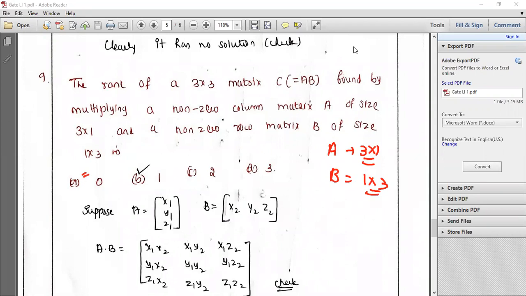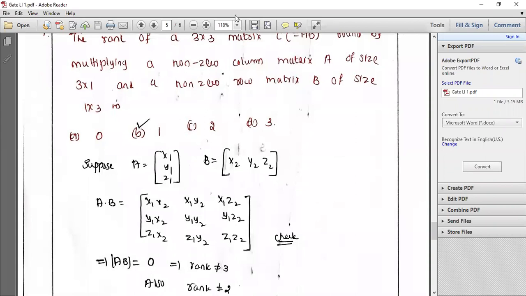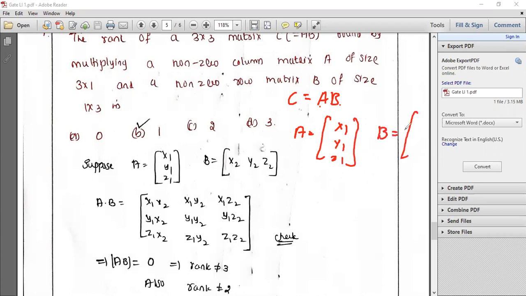Let us solve it. It is a little thinking-oriented problem. We have to find the rank of the matrix C, which is obtained by multiplying A and B, where A is a 3 cross 1 matrix and B is a 1 cross 3 matrix. Let me consider A as the 3 cross 1 matrix x1, y1, z1, and B as the 1 cross 3 matrix x2, y2, z2.